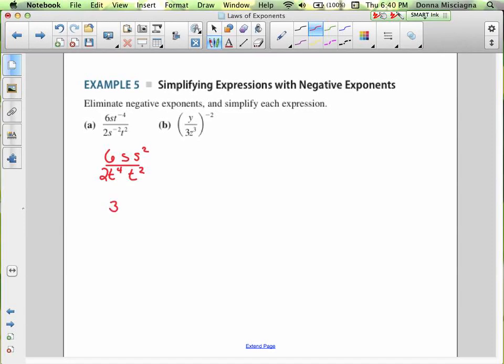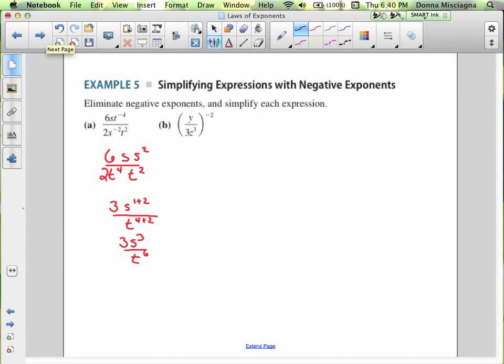If we have s times s squared, that's the same as s to the 1 plus 2 power. And we have t to the 4th times t squared. That's the same as t to the 4 plus 2 power. So that's going to give us 3s cubed divided by t to the 6th power. And we're done.